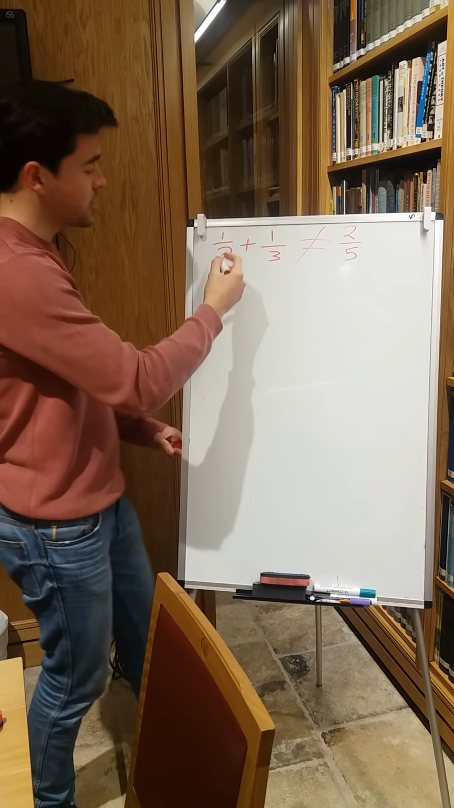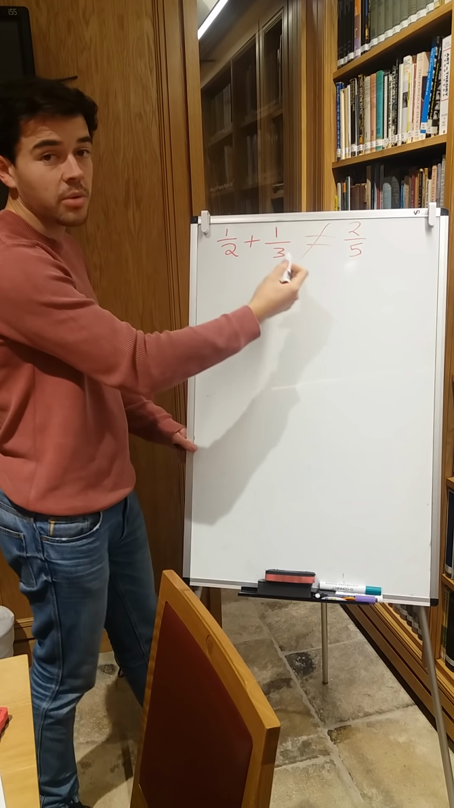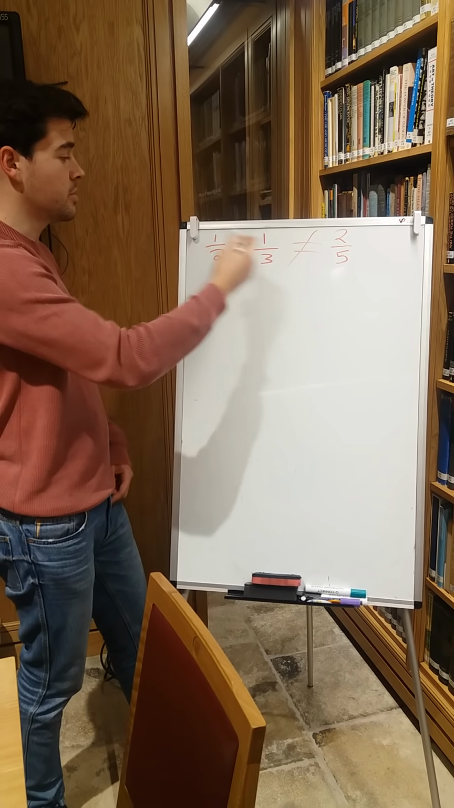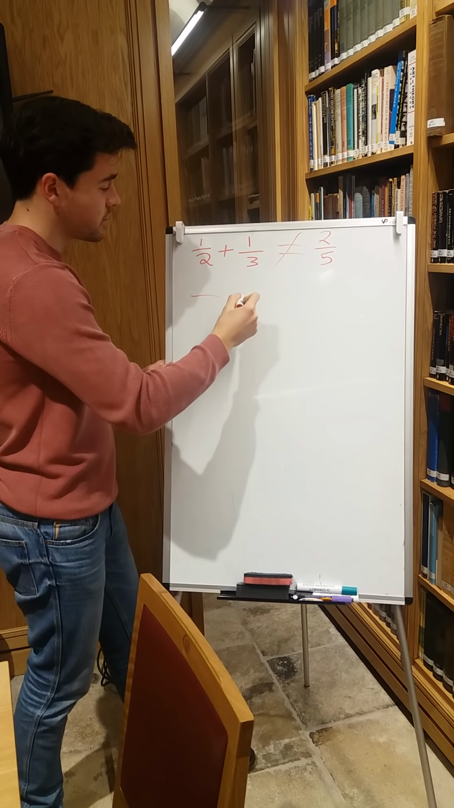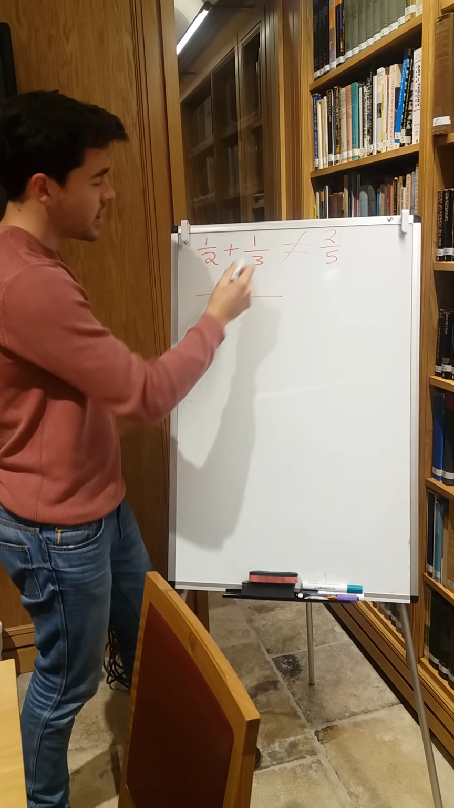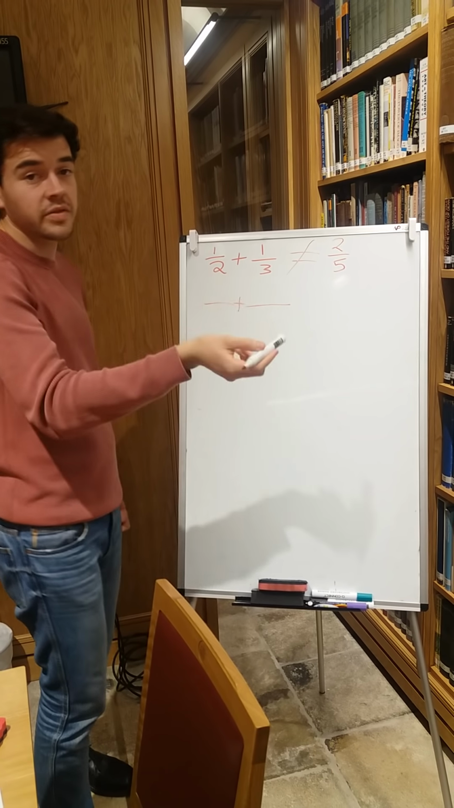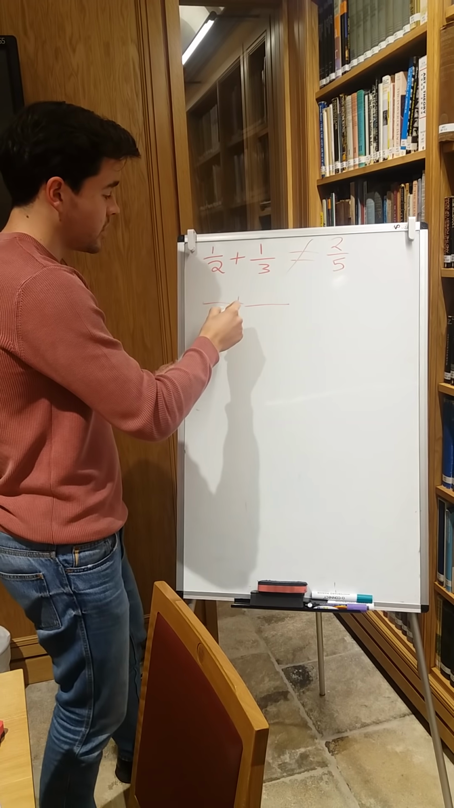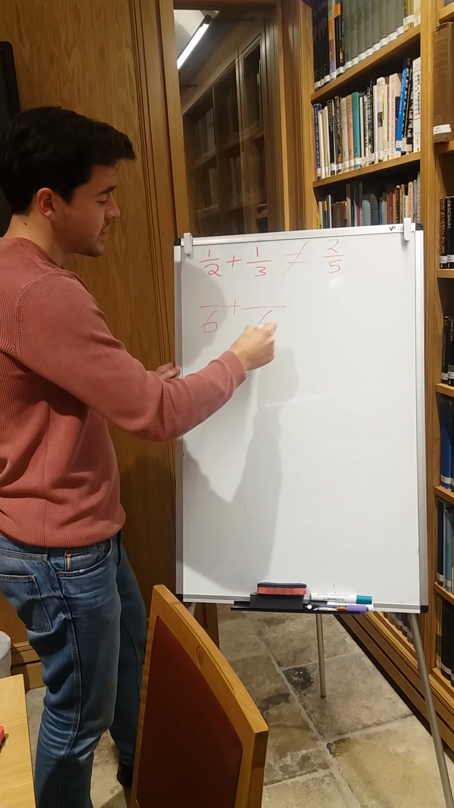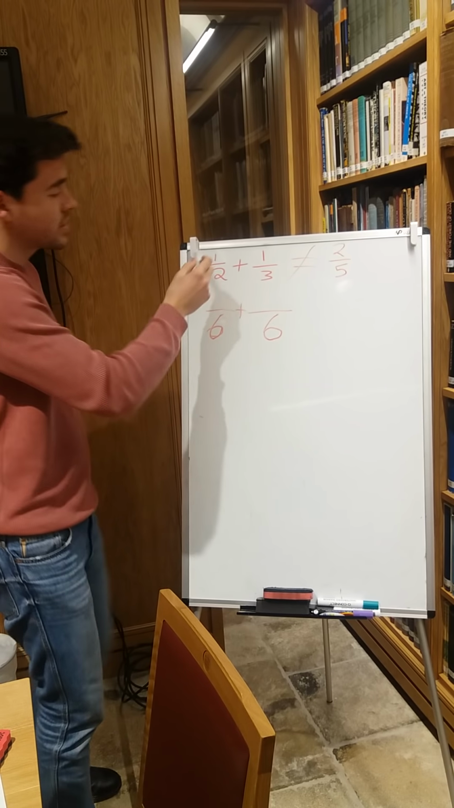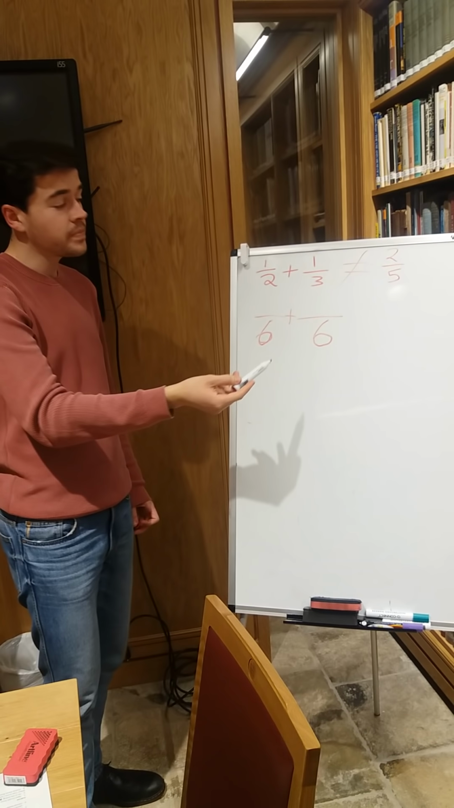So what the pupils should be doing instead is trying to find the lowest common multiple between the denominators. So the lowest common multiple between 2 and 3 is 6. So 2 3s are 6, and 6 divides by 2. So for the denominators, you're going to have 6. Now you're going to have to change the numerators as well.